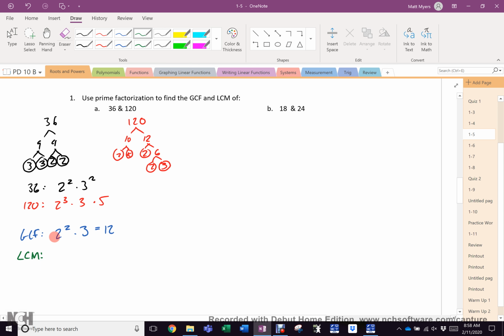LCMs, now we're going upwards, yes? So go. 360. Why? Because we need the upper ones now. So we need 2 cubed times 3 squared. And why do we need the 5 now? Because we're going up. So 5 is part of 120. 120 is the smallest number it could be. So we have to continue. We have to use that 5. And as Locke says, 2 cubed is 8. 3 squared is 9. 8 times 9 is 72. 72 times 5 is 360. Yeah?